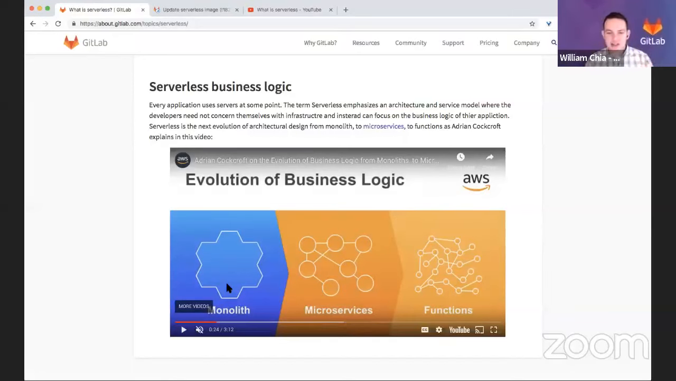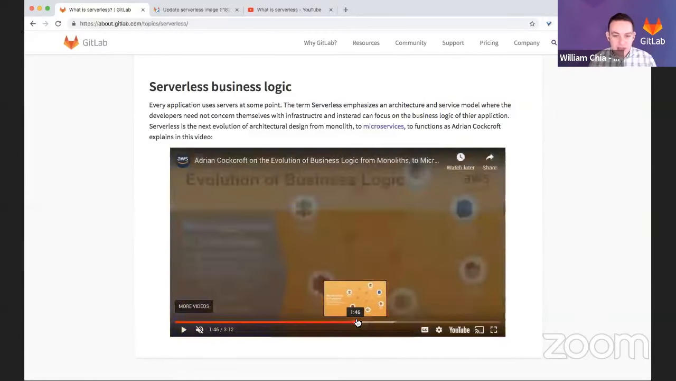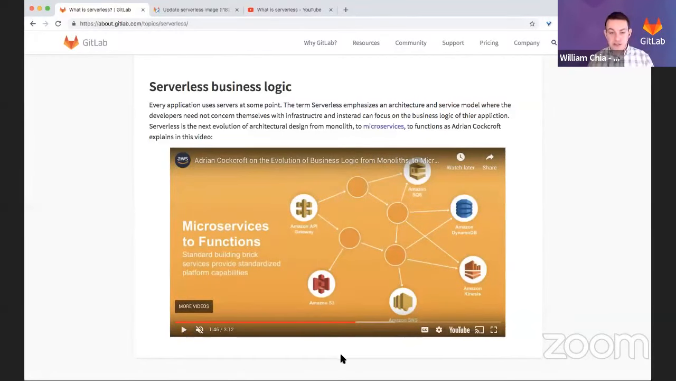And so it's not necessarily always that pure, depending on how you architect. But the point is that you have a very small discrete unit of execution where that function just does one thing. So it's even smaller than a microservice. The other component here that I'll show is the idea behind managed services.